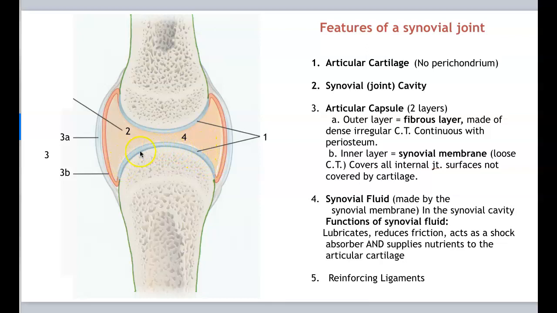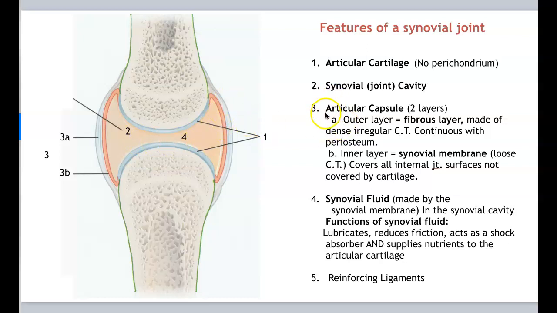What's unique about synovial joints is that this cartilage is not surrounded by perichondrium. That's going to be important, because we need to figure out how they're going to get their nourishment if there is no perichondrium. I already said this was the synovial joint cavity, the space in between the bones. Within this synovial joint cavity is going to be synovial fluid, and we'll talk about that in a little bit.